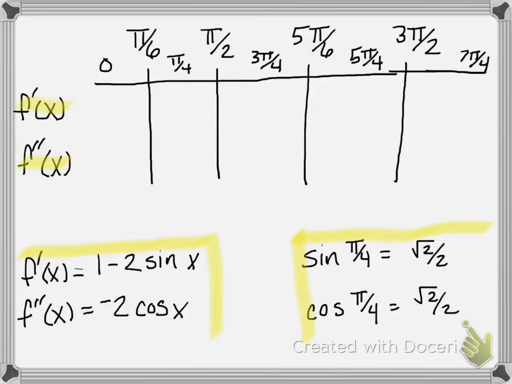Okay, so on our number line, our critical values were pi over 6, pi over 2, 5 pi over 6, and 3 pi over 2. So we need to know what's happening to the left and right of those. So I picked the numbers to plug into our derivatives down here on the bottom of 0, pi over 4, 3 pi over 4, 5 pi over 4, and 7 pi over 4.